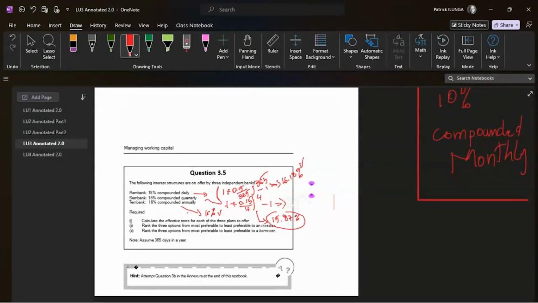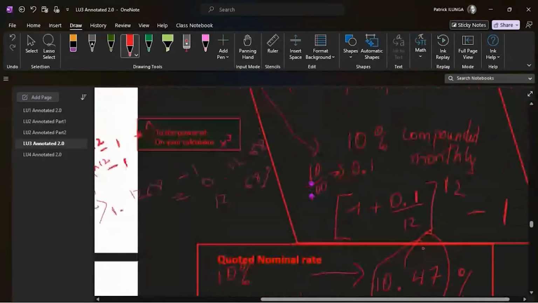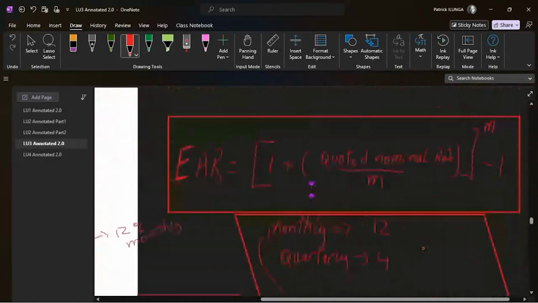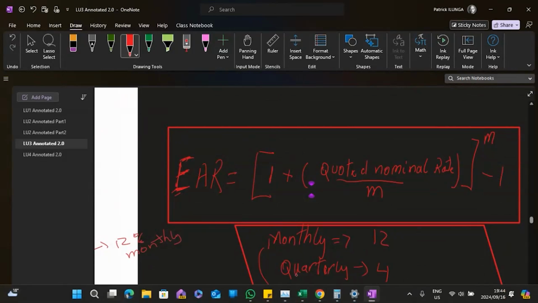Plus 1. So this is very important. I put it in big because when you don't practice, there's always a problem. See, you do this calculation first, you add plus 1, and then you compound it by m. Minus 1.